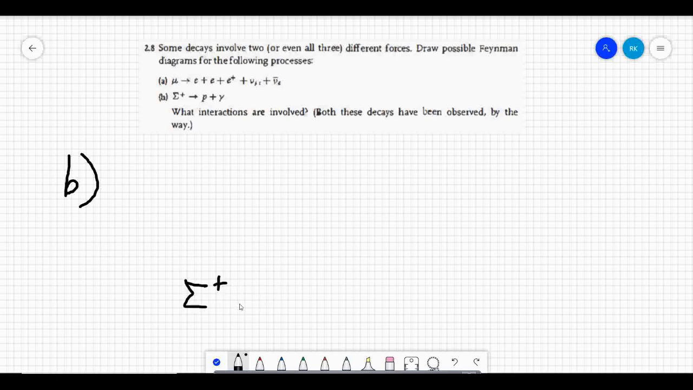A sigma plus particle is comprised of 2 up quarks and a strange quark. And the reason for this is because the up quarks each have a charge of plus 2 over 3, and the strange quark has a charge of minus 1 over 3. So if you add them all together, it's minus 1 over 3 plus 2 over 3 plus 2 over 3. That'll give you plus 1, which is the charge on the sigma particle.